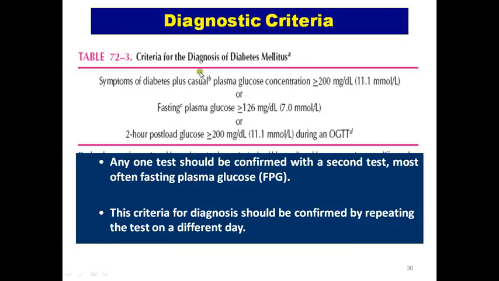So what's the diagnostic criteria for diabetes? Symptoms of diabetes plus casual plasma glucose concentration, or the fasting or the random plasma glucose, of more than 200 mg per dl, or fasting plasma glucose of more than 126 mg per dl or 7 millimoles per liter, or 2-hour post load on OGTT of more than 200 mg per dl. Any one test should be confirmed with a second test, most often a fasting plasma glucose test. This criteria for diagnosis should be confirmed by repeating the test on a different day.